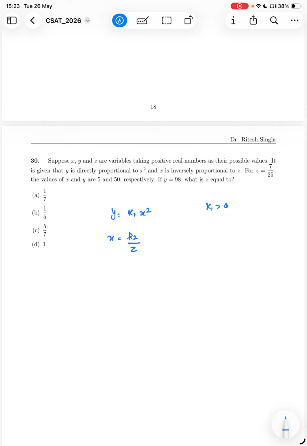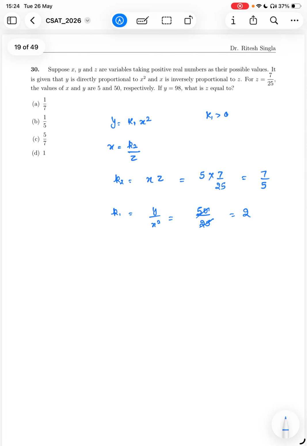For z equal to 7 upon 25, the values of x and y are given. So from here you can find k1 and k2. Just substitute. K2 is x times z. x is 5, z is 7 upon 25. So K2 is 7 upon 5. K1 is y upon x square. y is 50, x is 5, so x square is 25. K1 is 2, right? If y is equal to 98, what is z?